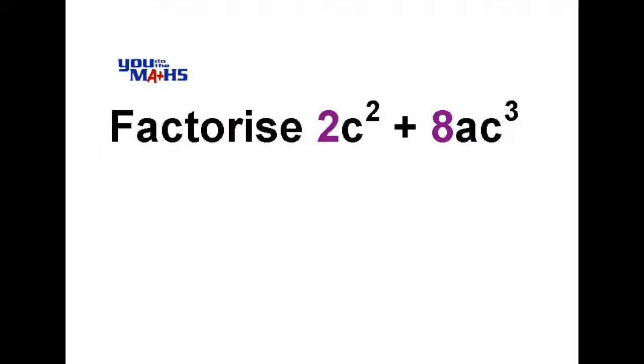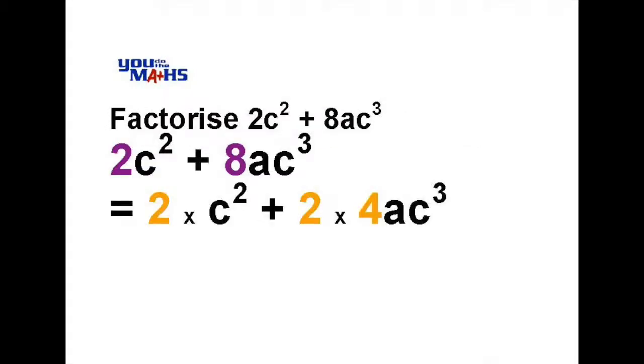What we can do then is split up each term by saying 2 multiplied by c squared gives us the original part of the expression, 2c squared. And when we take the 2 out of the second term, we need to multiply it by 4 so that we get back to our original term there with 8ac cubed.